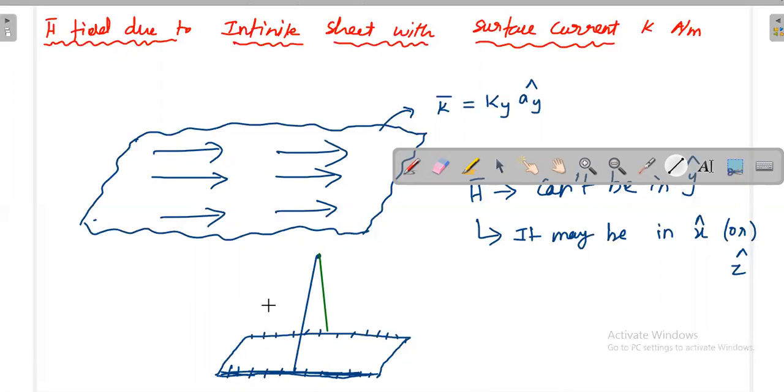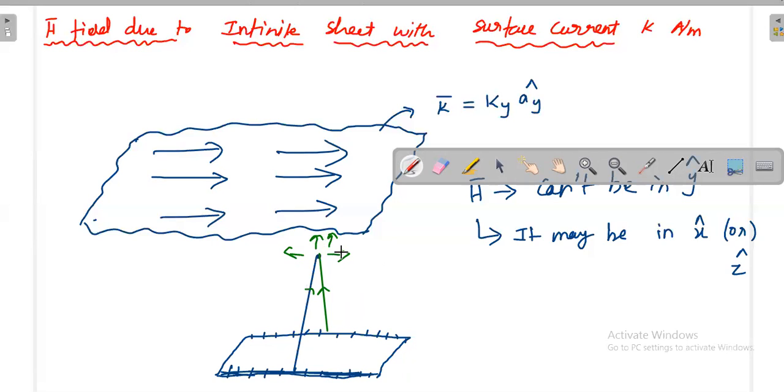Now what happens? The vector is going in this way, and it can be resolved into components like this. This is like the r cap vector. R cap vector means the line connecting the source and the observation point. But here it has two directions. Once you resolve that vector, you will have two directions: one is z cap direction and another one is y cap direction.